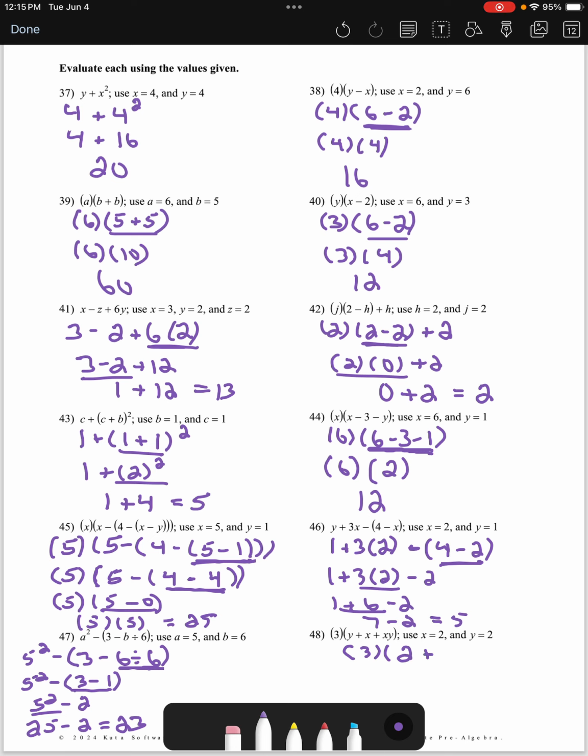In this last problem, I'm replacing both x and y wherever I have them with a 2. And again, notice here in the last part, we have xy. That means x times y. Again, multiplication can be invisible when there's a variable involved. So I'm simplifying this. We start with this multiplication. Now, let's be honest, we can handle adding this all up at once. 2 plus 2 plus 4 is 8. And 3 times 8 gives us a final answer for this problem of 24.